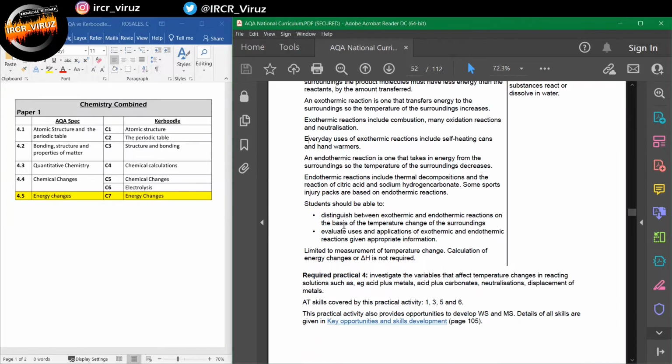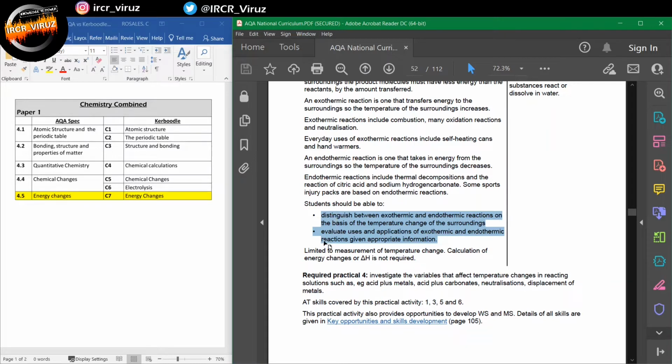Distinguish between exothermic and endothermic reactions on the basis of temperature change in the surroundings. Evaluate the uses and applications of exothermic and endothermic reactions when given appropriate information. What they might do is give you a table of results from an experiment somebody has done, with all the temperature changes over time. They might ask you to plot a graph. That's a whole other story, because a lot of people have a lot of difficulty with graphs.